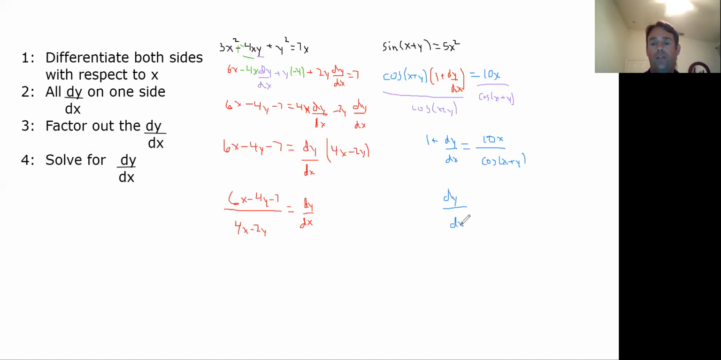dy/dx equals 10x over cosine of x plus y, minus 1.